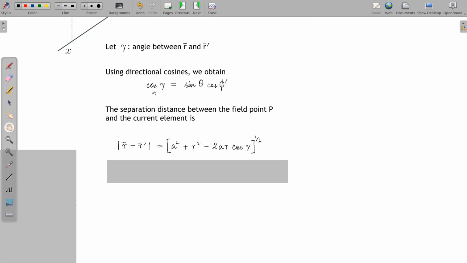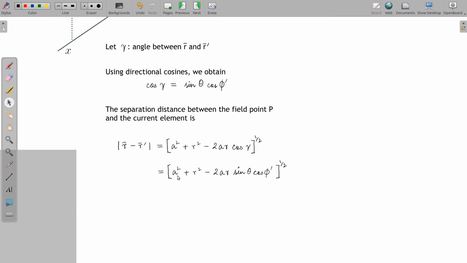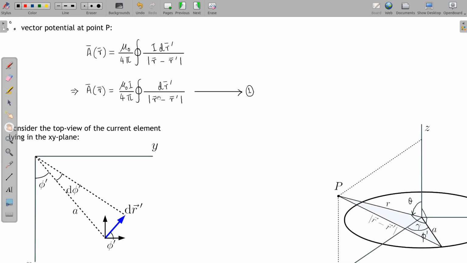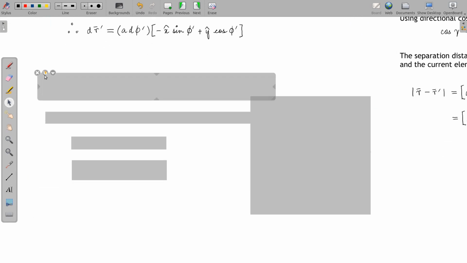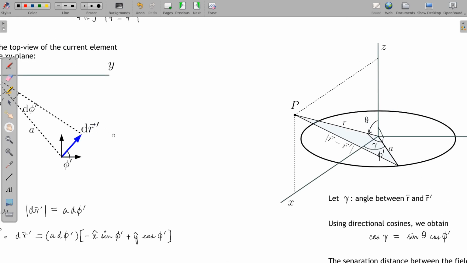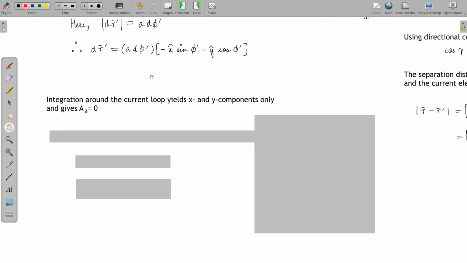Now we can use this cos gamma, and this gives us the separation vector to be (a square plus r square minus twice a r sin theta cos phi) to the power 1 by 2. So we got what we wanted in equation number 1. We have dr prime, and we also have the modulus of r minus r prime. Before we substitute these two, we will examine the geometry of the scenario, and we'd like to simplify some of these things.